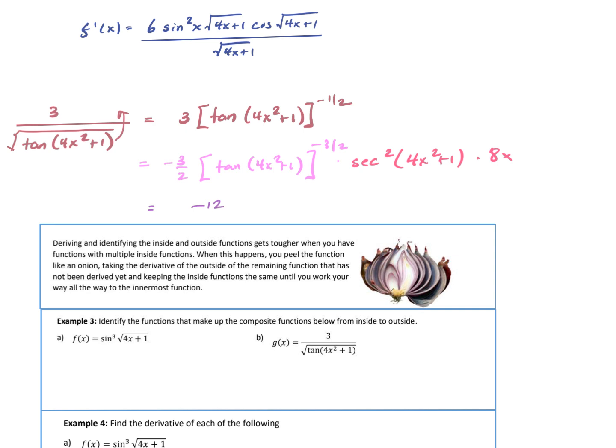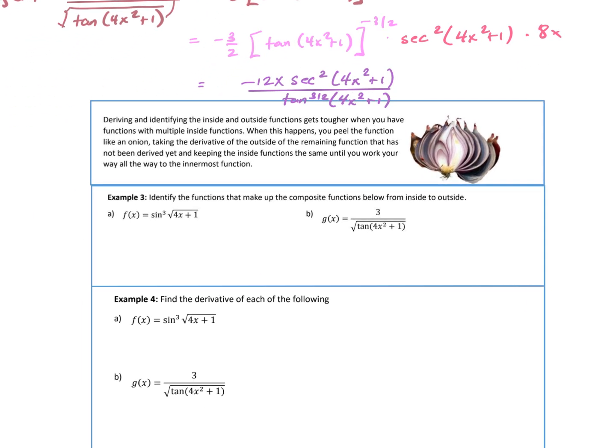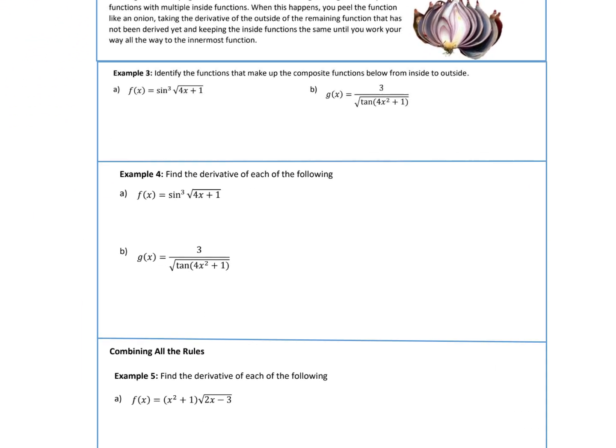And then there's an x. And then secant squared of 4x squared plus 1. And then all over tangent to the 3/2 of 4x squared plus 1. All right, so that's example 3 and 4, okay?